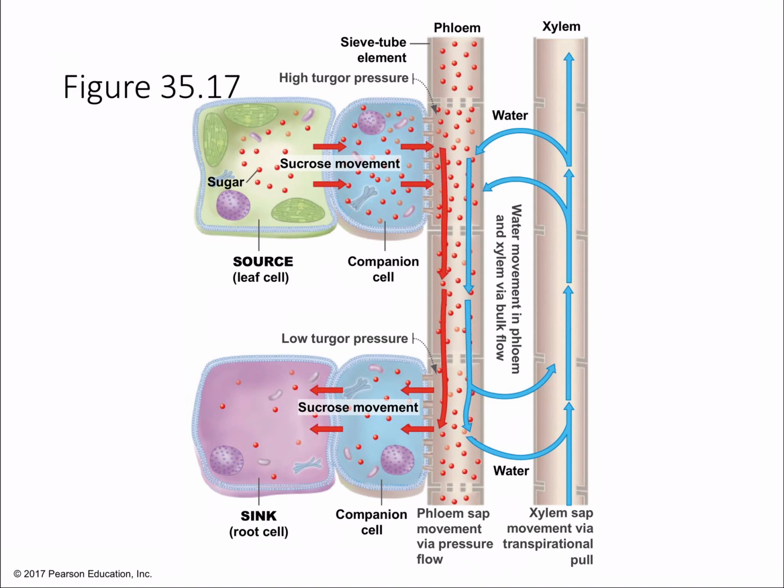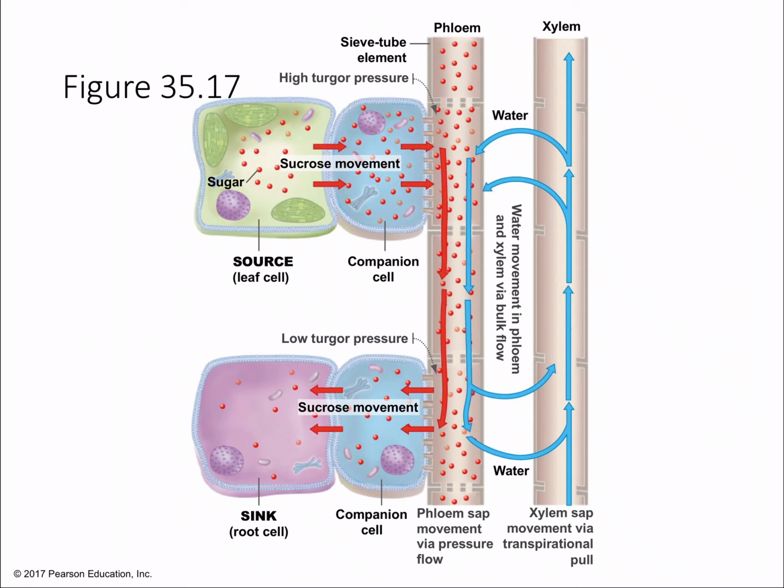This is the one directly from your text, and you can see even more clearly here your source cell. You've got the sucrose, which is going to be actively transported here into the companion cell. So we've got a low concentration here, and we're going to push it into a higher concentration, and we're going to add even more sugar to our phloem.